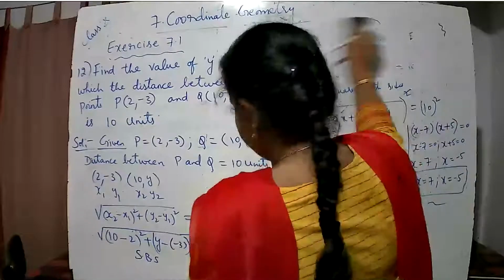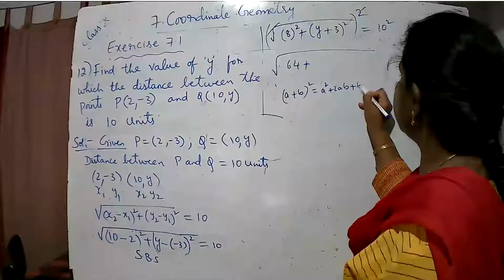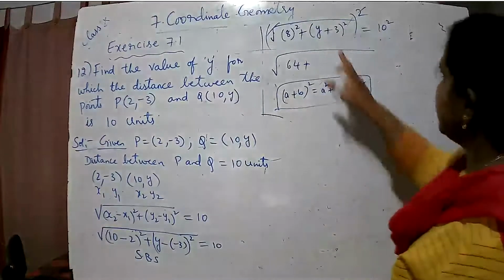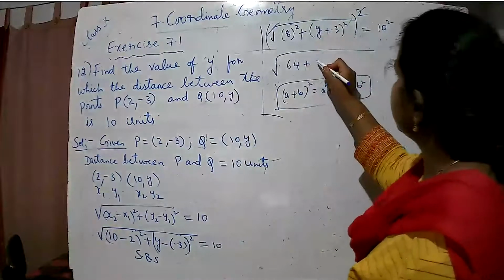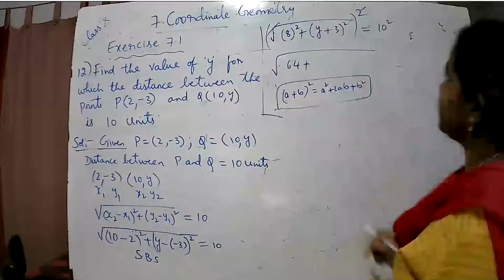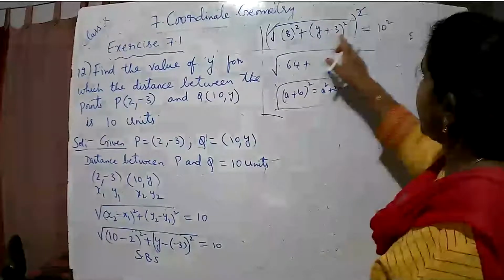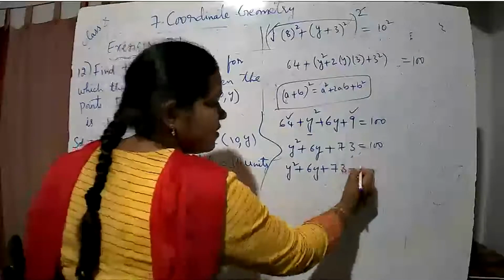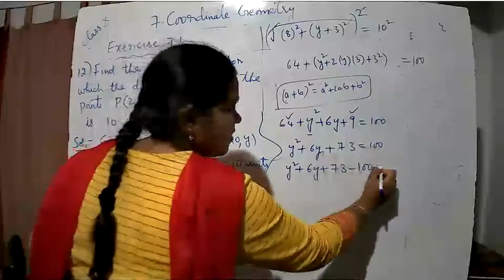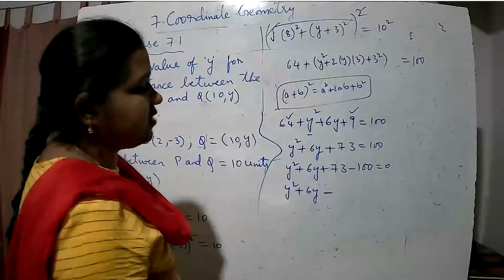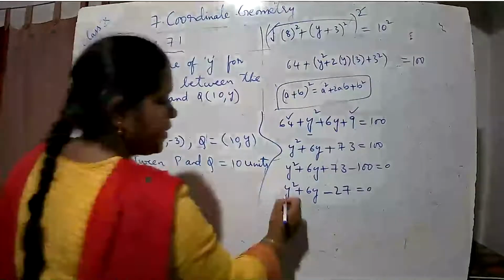Again apply (a plus b) whole square. This is the formula I am using to expand (y plus 3) whole square. Here a is y, b is 3. So I'll get a square, that is y square plus 2ab, where a is y. This plus 100, bring it to the left side. It becomes minus 100 is equal to 0. So y square plus 27 is equal to 0.